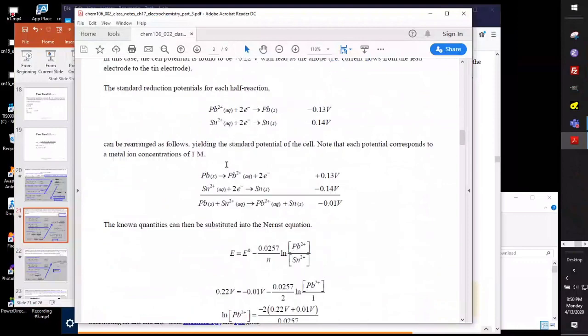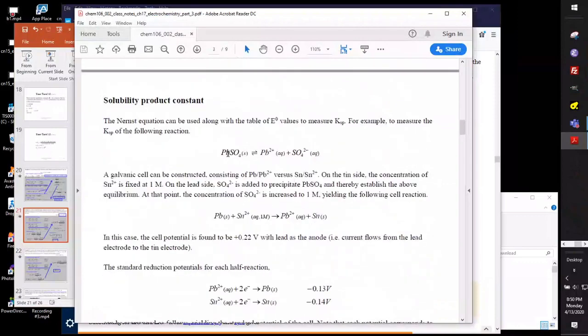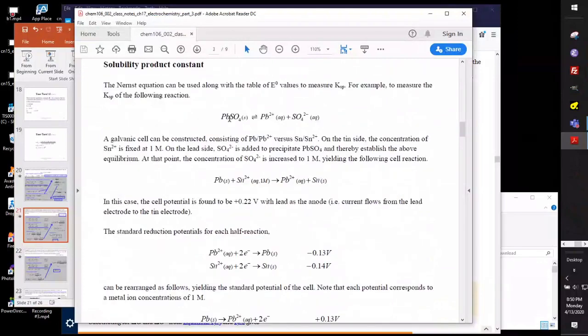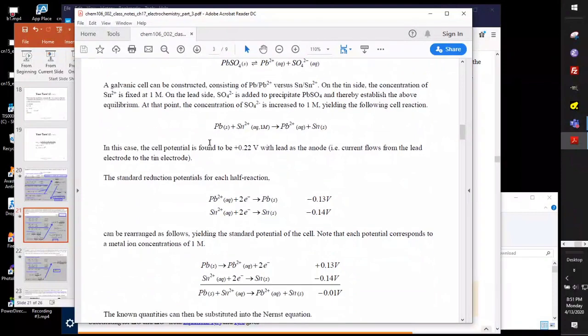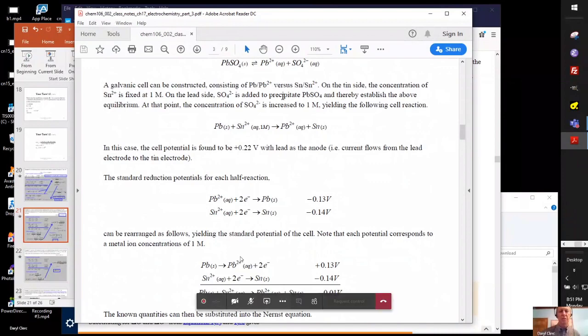This is similar to the example we just did, but let's look at this reaction, lead sulfate dissociating into lead 2+ and sulfate. So it's a standard example of a KSP type of reaction, solid on the left, just dissociating into its ions. So let's suppose we make a galvanic cell, or in other words, like a laboratory battery. And we want to set it up in such a way that we can measure KSP from the cell.